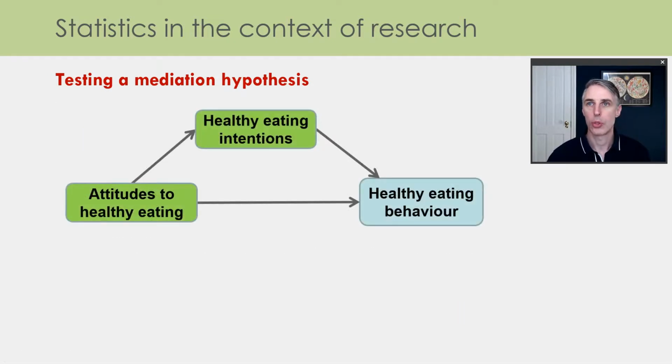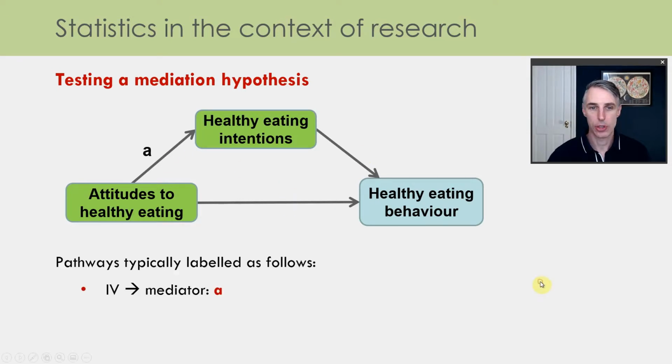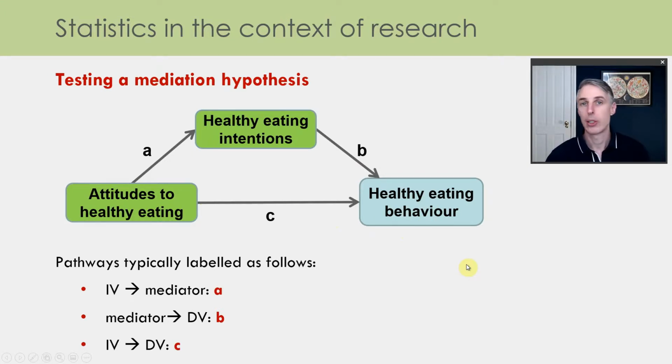Another thing when it comes to representing mediation hypotheses or mediation models schematically is that there's a convention for labeling each of these paths. Conventionally, the path between our IV and our mediator is labeled as path A. The path from the mediator to the outcome variable is labeled as path B, and the so-called direct effect from the predictor, the IV, to the outcome variable is labeled as path C. So if you are reading about mediation analyses, for example, and you see reference to paths A, B, and C, this is probably what they're referring to.